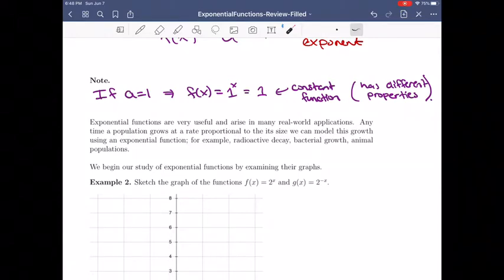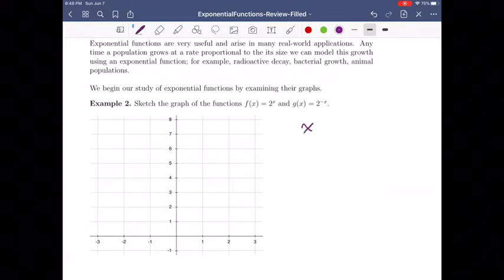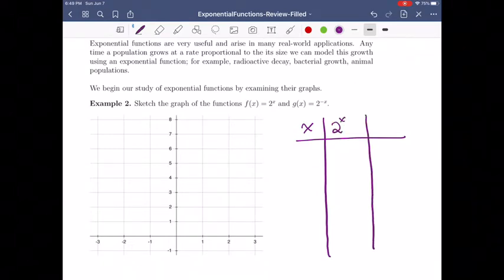So we are going to begin by thinking about the graphs here. We're going to do two graphs on this grid. f of x is 2 to the x and g of x is 2 to the minus x. We want to compare these. Because we don't really know what these look like, we're going to do a table of values. We'll do 2 to the x first.